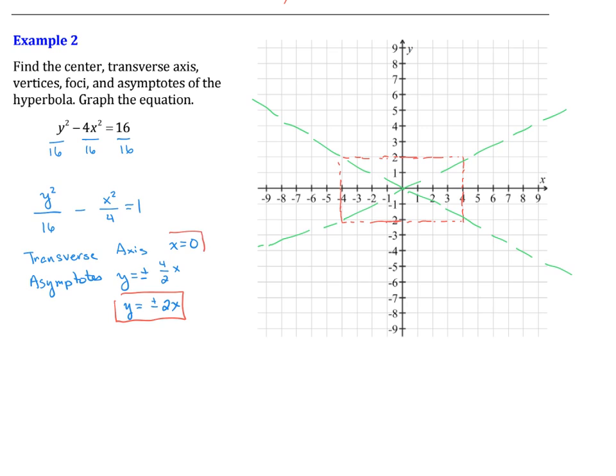So those are our asymptotes. We have our transverse axis. Now what about our vertices? Our vertices lie on our transverse axis. So they're these points, 0, 2, and 0, negative 2.